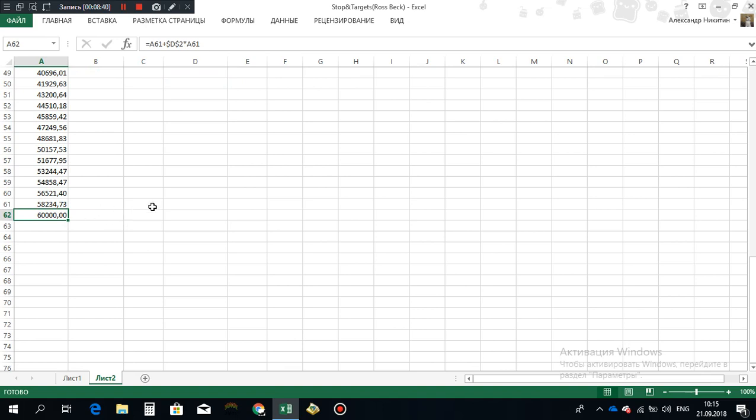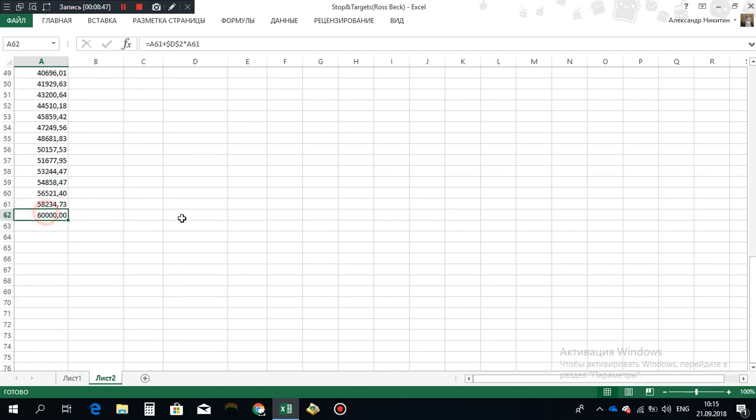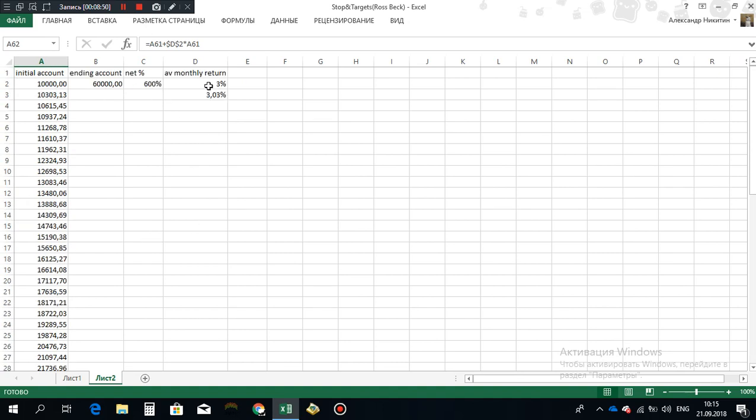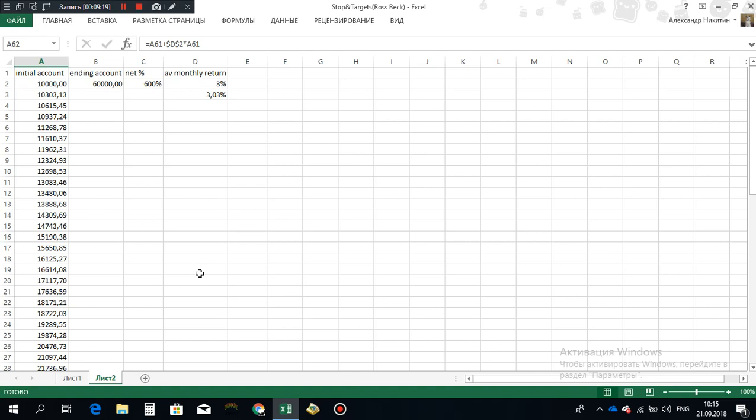A miracle. So our initial account and our ending account coincide. So the guy was generating 3% monthly. If he claims he was generating 10% monthly, then you have something that is not true. He would end up with a 3 million account. Yes? Yes. 3 million, not 60K.